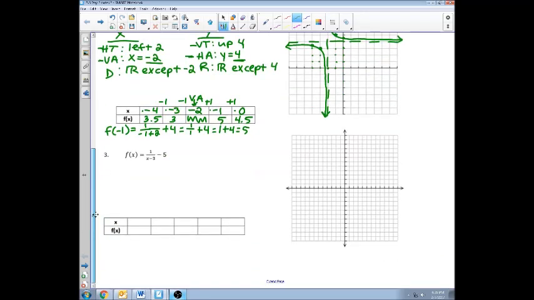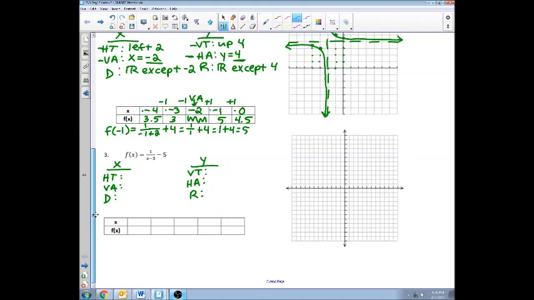Problem 3, I'm going to have two movements again. So I'm going to have my x section. I'm going to have my y section. My x section works with the horizontal translation, the vertical asymptote, and my domain. The y section works with my vertical translation, the horizontal asymptote, and my range.